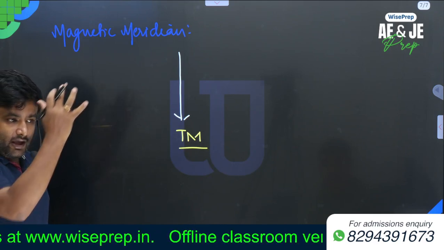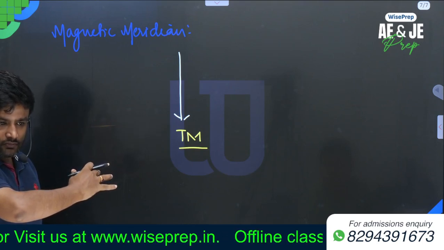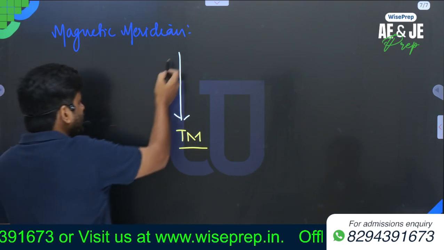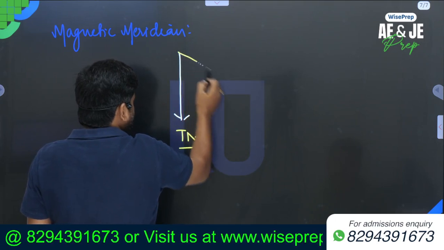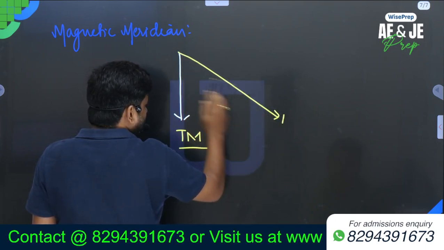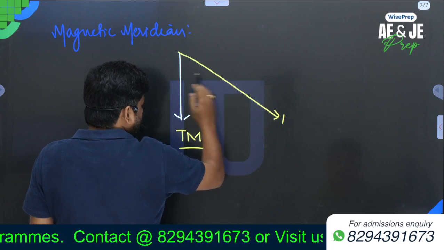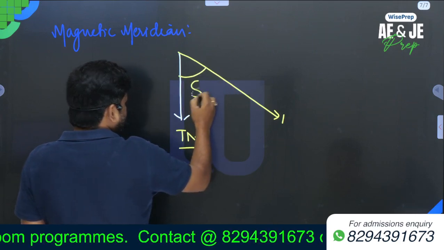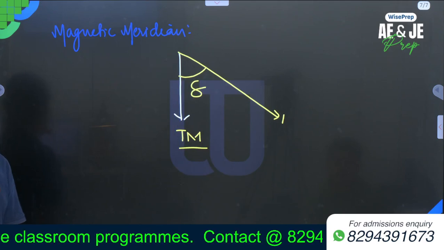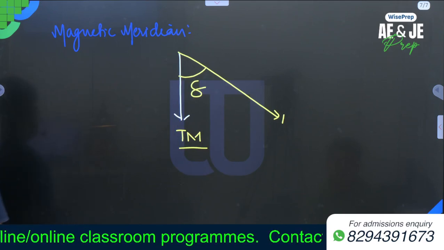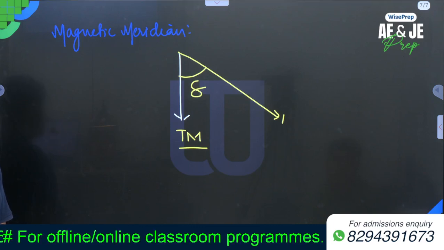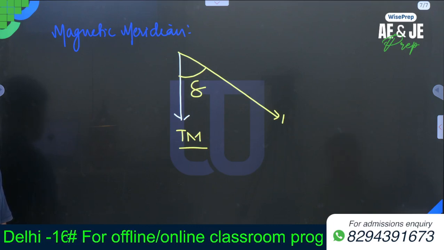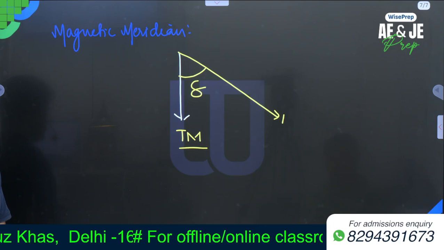When the Earth has its own magnetic field effect on this magnetic needle, the needle may align itself. I am taking it this way. So after aligning the needle, this is the delta. This is the deflection, or we can say the deviation. This is the deviation due to the Earth's magnetic field. This is delta.